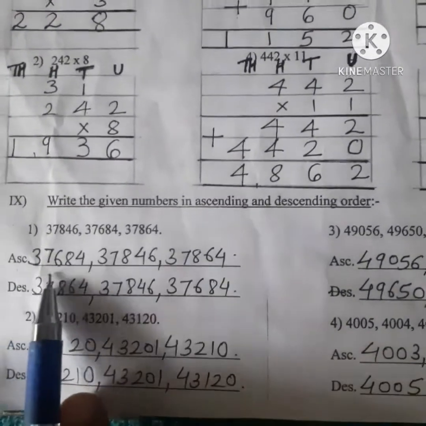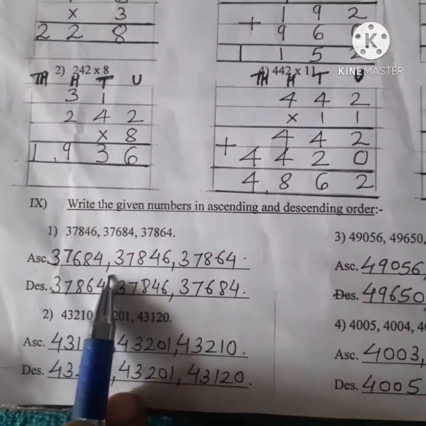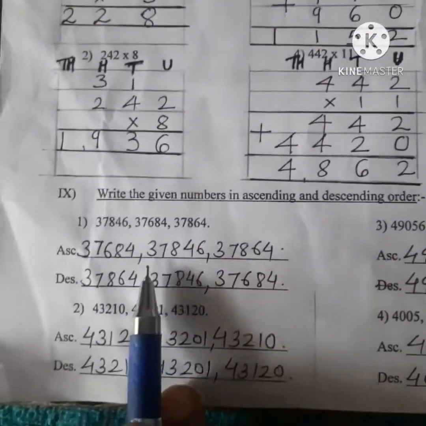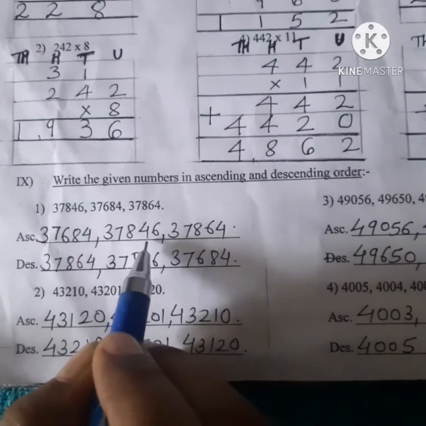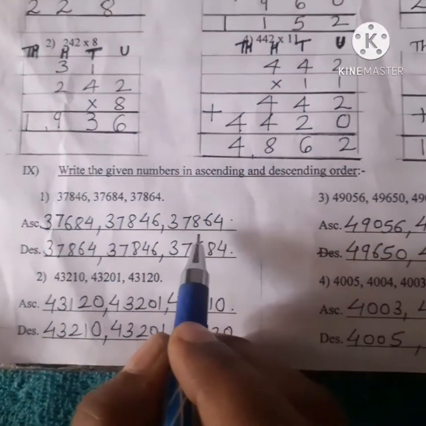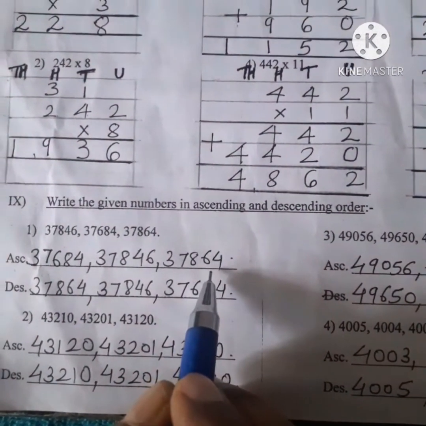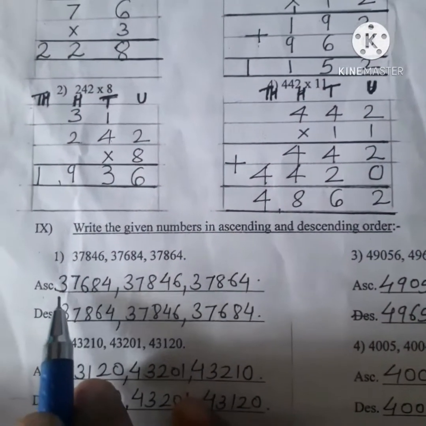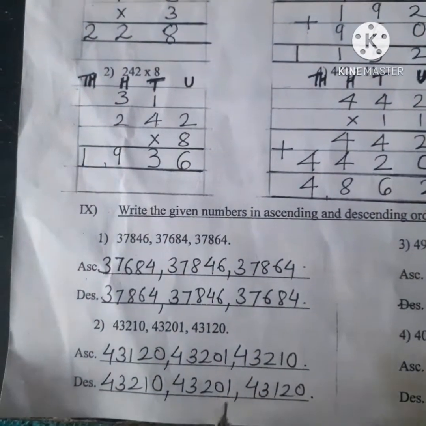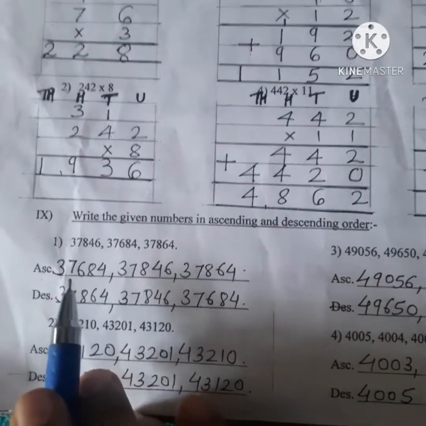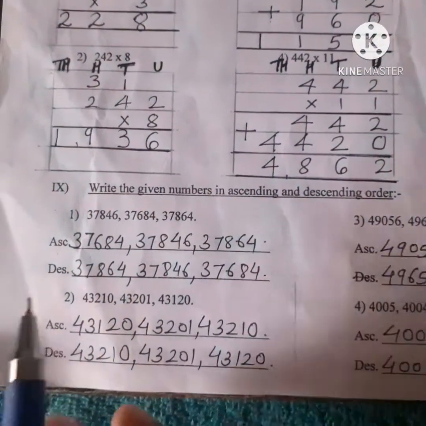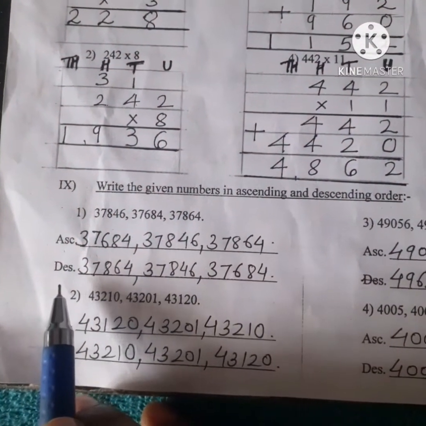Smaller number 37,684, comma. Next number is 37,846 because 46 is smaller. Then 37,864 because 64 is bigger. So the order is smaller to bigger number. You have to see very carefully so that it will be very easy to write from smaller number to bigger number. Now same we will do with descending order.